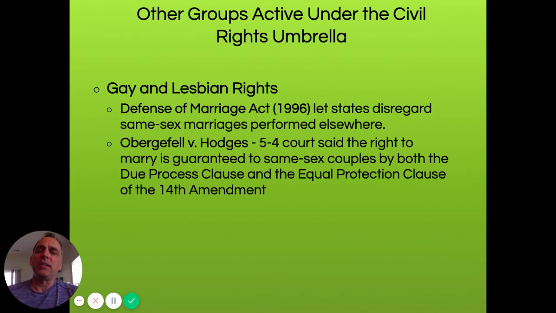And the Supreme Court finally clarified that with the Supreme Court case of Obergefell, tough name to say, Obergefell versus Hodges. And that was a 5-4 ruling. It wasn't 9-0, it was 5-4. That basically says that marriage is a guaranteed right to all couples, and that by not allowing gay couples to get married, it was a violation of their equal protection right of the 14th Amendment.